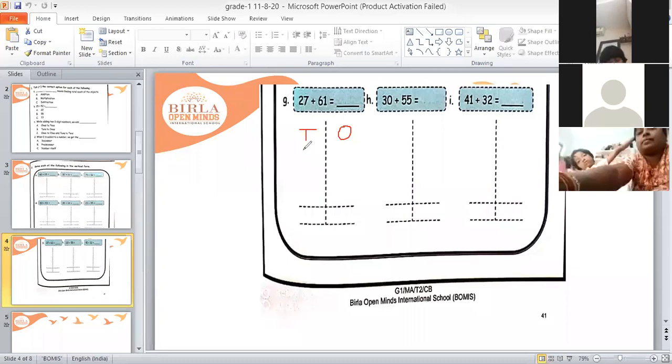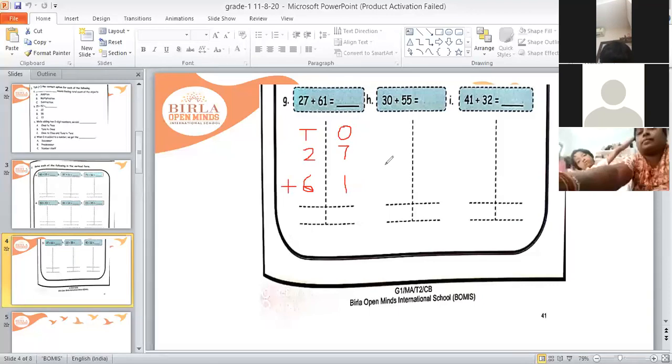Okay. So now what we will do, we will arrange them in ones and tens column, children. So 2 will come in tens place and 7 will come in ones place. Then we will write 61. So this 6 will come in tens place and 1 will come in ones place. And we will put plus sign beside this 6.